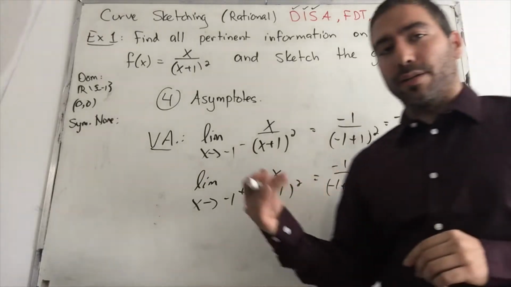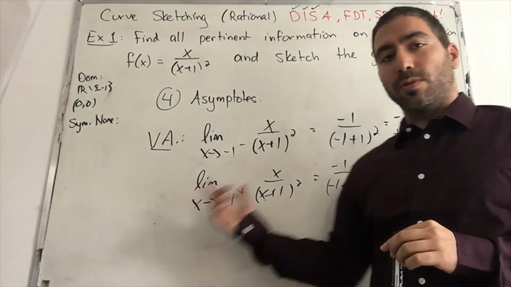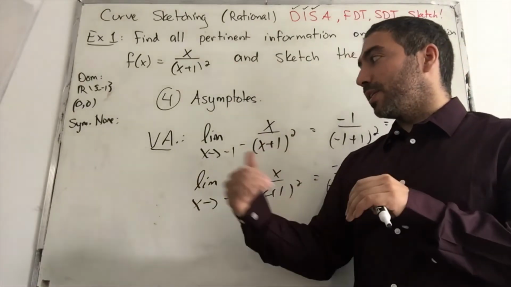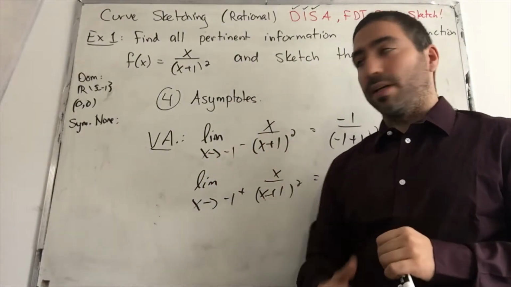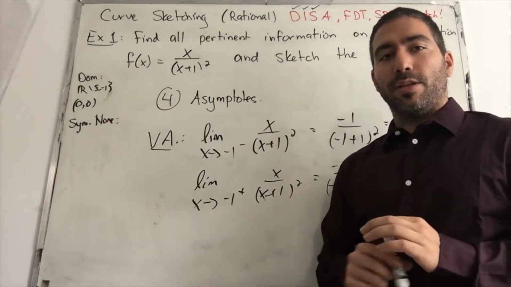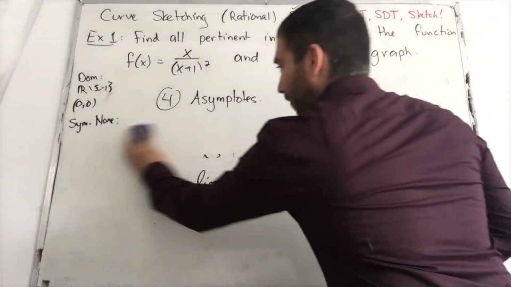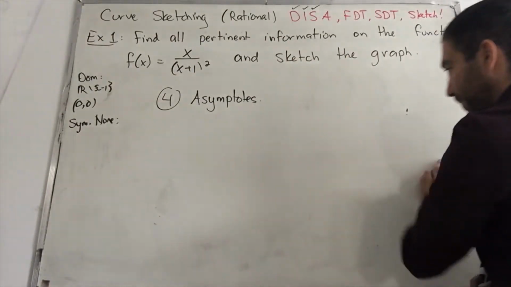So again, this is going to -infinity. Okay, so we have a vertical asymptote at -1, and the left and right side both go to -infinity. Valuable information here. So that's the vertical asymptote. Let's go ahead and look at the horizontal asymptote. So the horizontal asymptote, let me just erase this. I'll abbreviate it as HA.